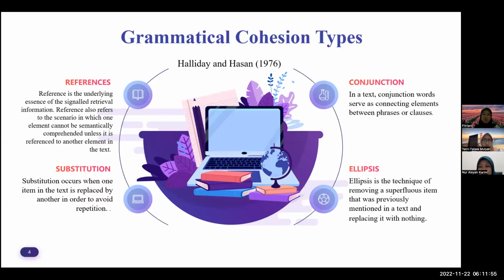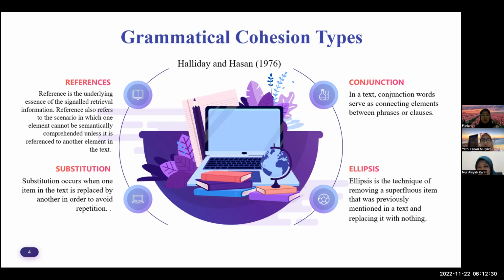Now I'm going to continue with the grammatical cohesion types. As we have already known about the definitions of grammatical cohesion, it's really important to know, because cohesion is a crucial aspect of the text, helping to ensure that ideas flow smoothly from one part to another. So this is the purpose of understanding cohesion in discourse analysis.